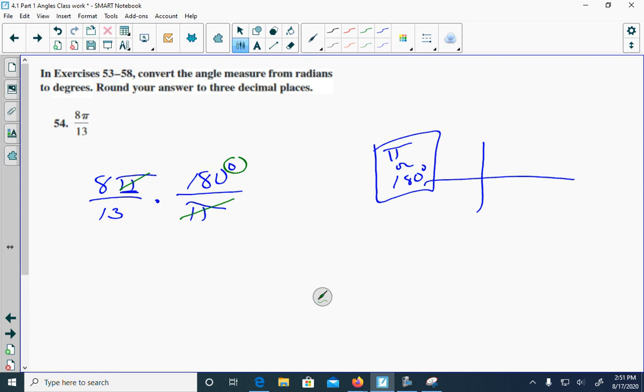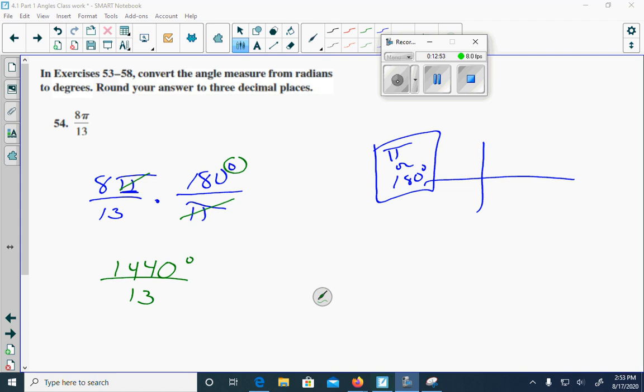Then I multiply. I don't think anything will simplify, so I'm going to get 1440 over 13 degrees. And I can leave it like that, or I can convert it to an actual decimal. Reading the directions, I see it says round your answer to 3 decimal places. So I took 1440 and divided by 13 on my calculator, and I got 110.769 degrees, and that would be my final answer.